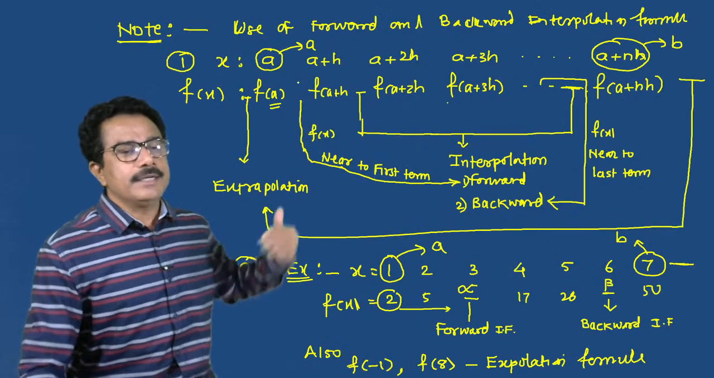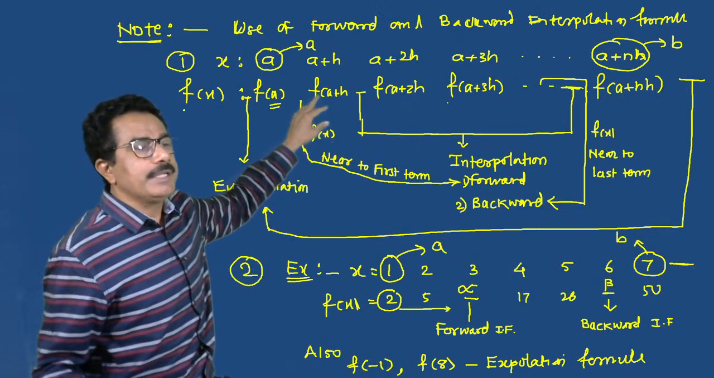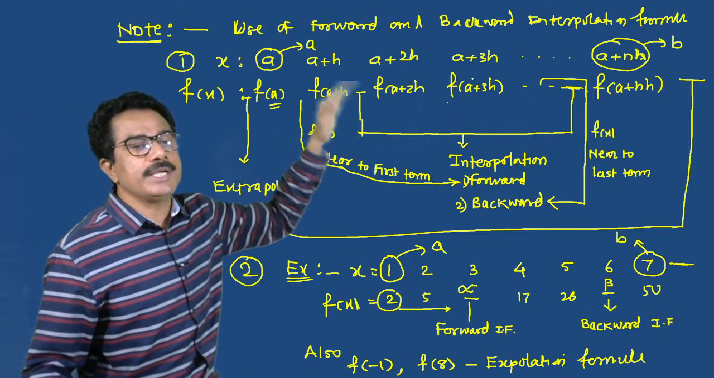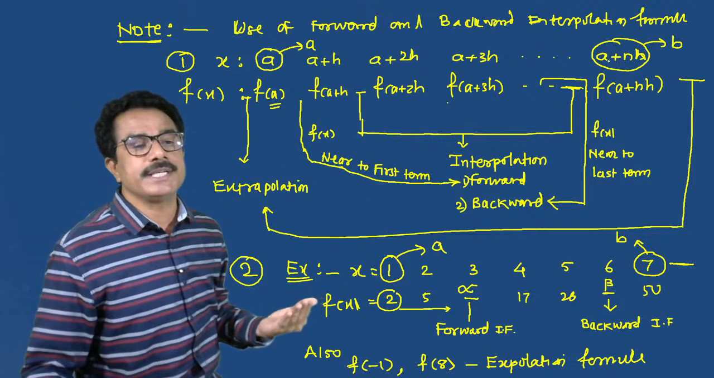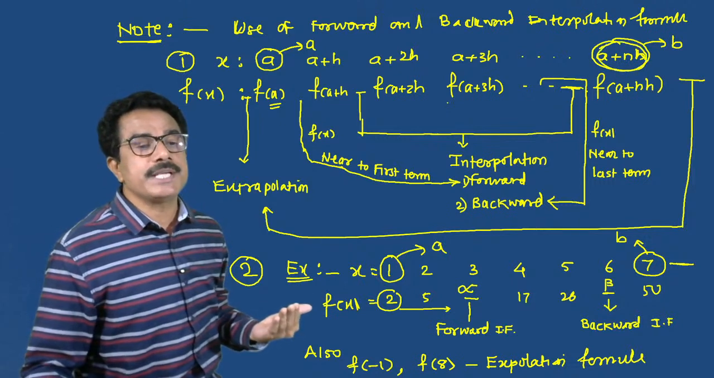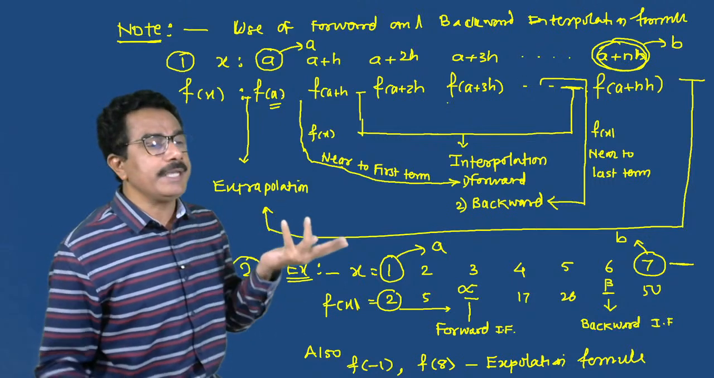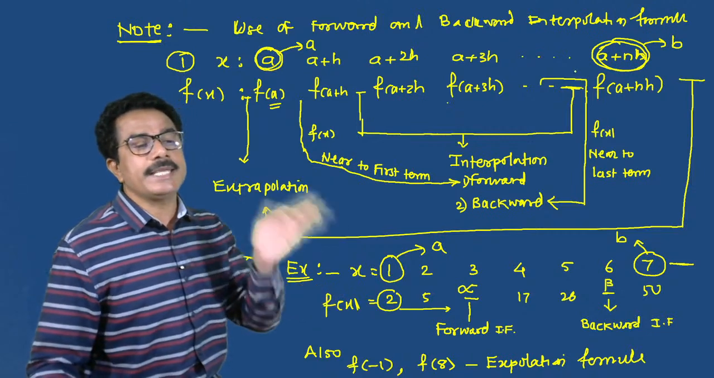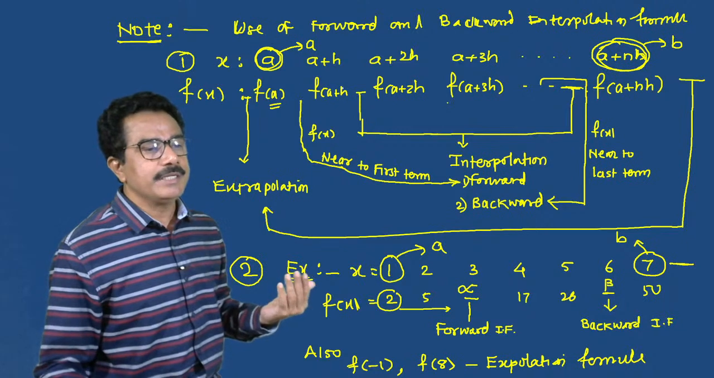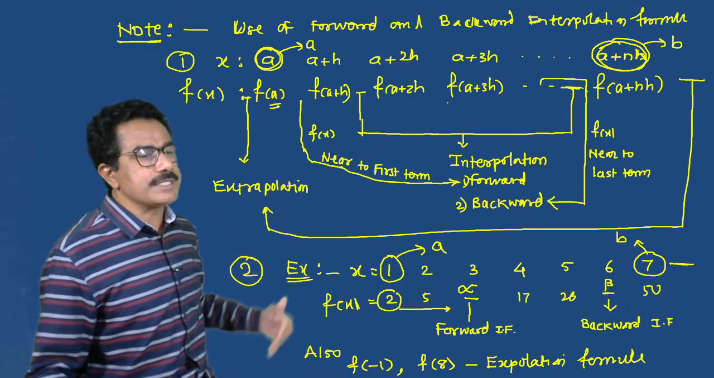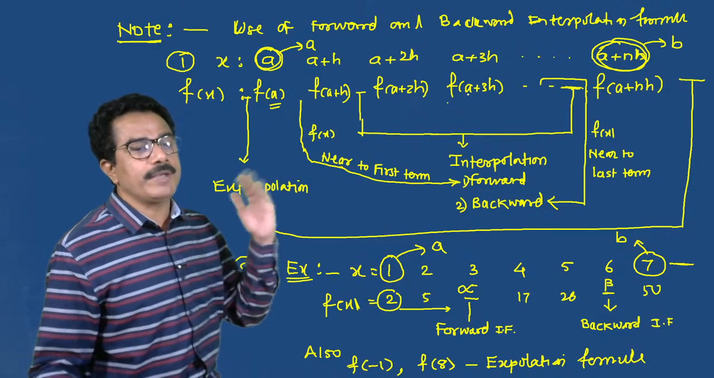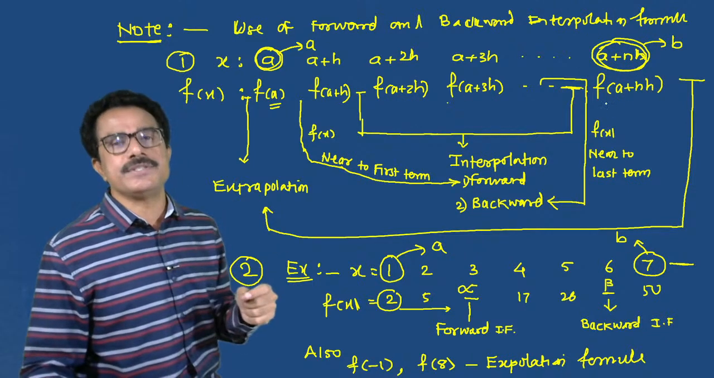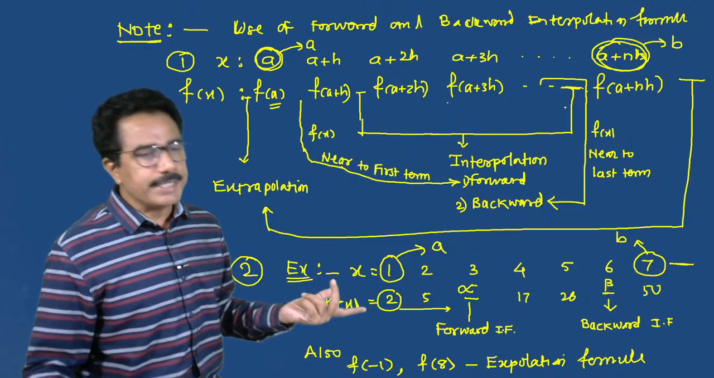Okay, now see this. We have also seen that if the arguments are x such that a, a plus h, a plus 2h, a plus 3h, up to a plus nh, which means the last term is a plus nh, also denoted by b. The first term is a, and the intermediate terms are a plus h, a plus 2h. These are the arguments. These are the corresponding functions f of a plus h, f of a plus 2h, and in this way f of a plus nh. These are the entries.